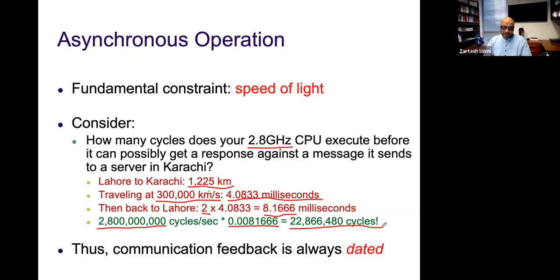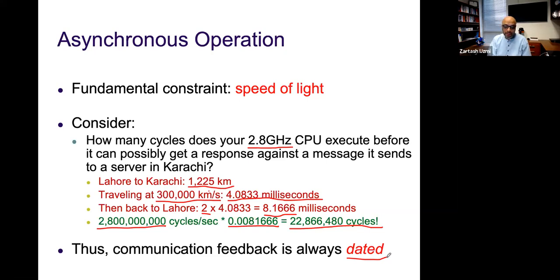So the result is, we conclude that the communication feedback is very dated, is very old. You have done a lot. Your CPU has executed 22 million cycles in the time that somebody has sent a signal from Lahore to Karachi and it comes back at the speed of light. Even though it is coming and going at the speed of light, still you have very stale information that came back from Karachi. So if somebody from Karachi gave you feedback, that feedback will be very, very old as far as the electronics is concerned.